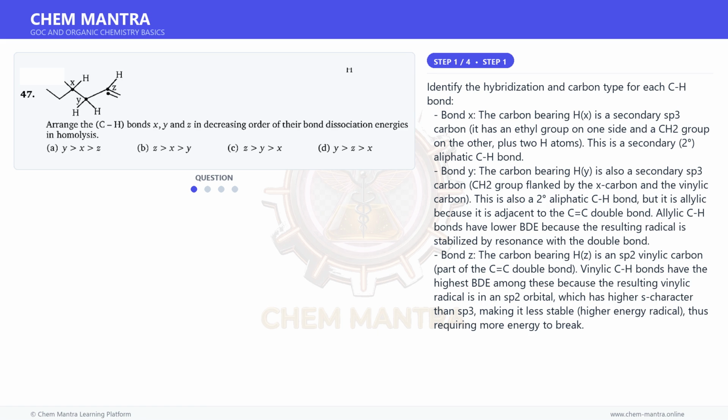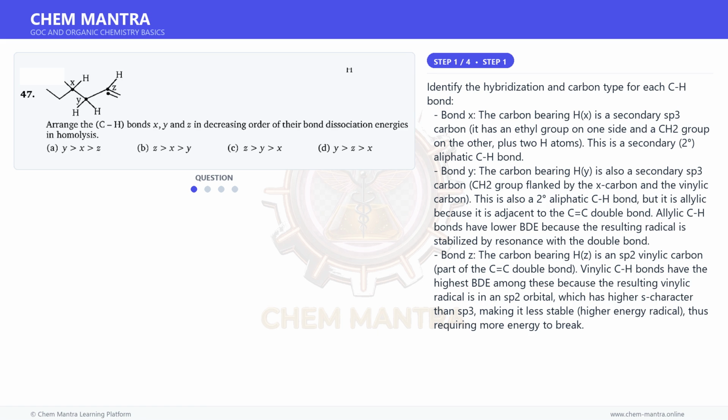Bond Y, the carbon-bearing H, is also a secondary sp3 carbon, a CH2 group flanked by the X carbon and the vinylic carbon. This is also a 2 degrees aliphatic CH bond, but it is allylic because it is adjacent to the C=C double bond. Allylic CH bonds have lower BDE because the resulting radical is stabilized by resonance with the double bond.